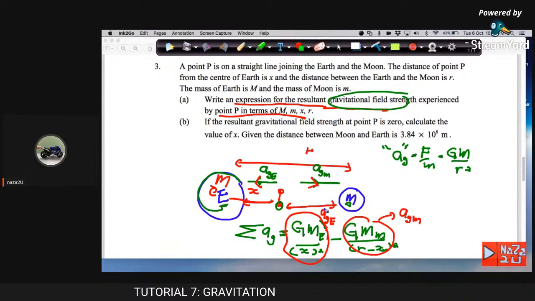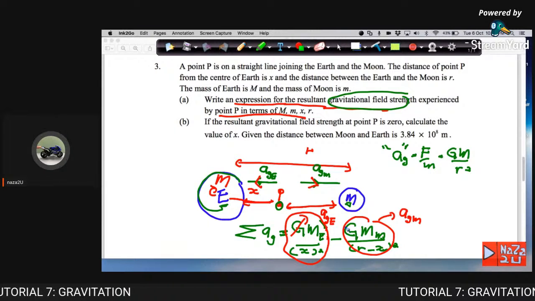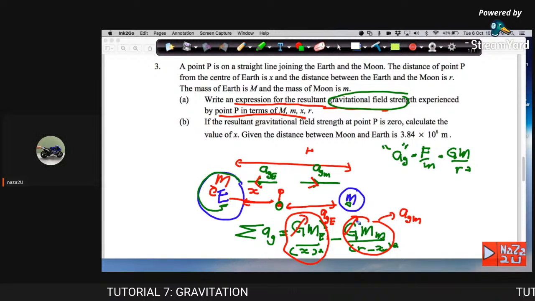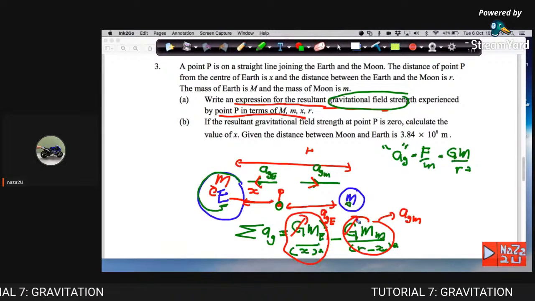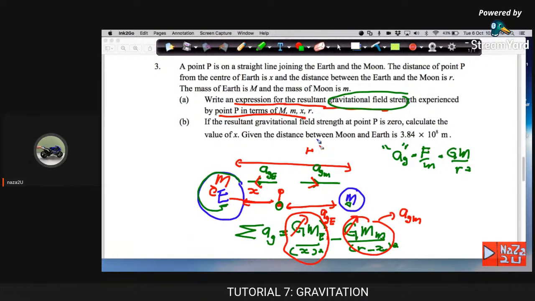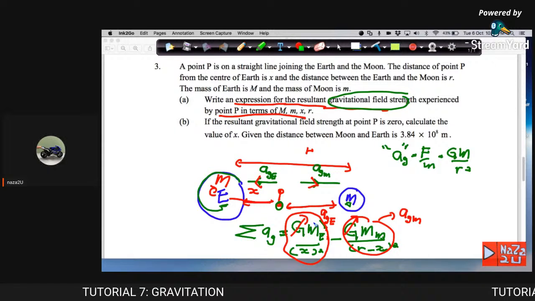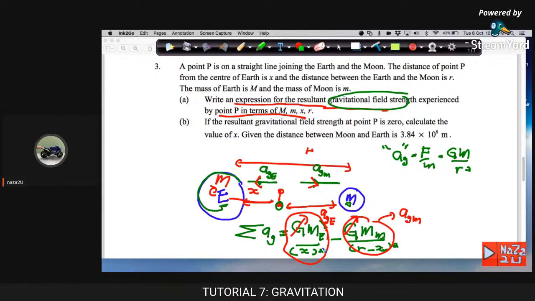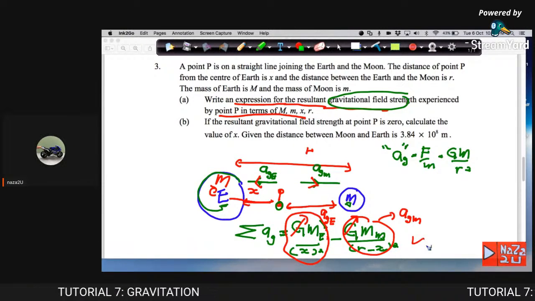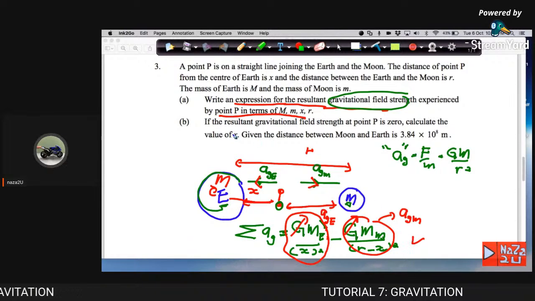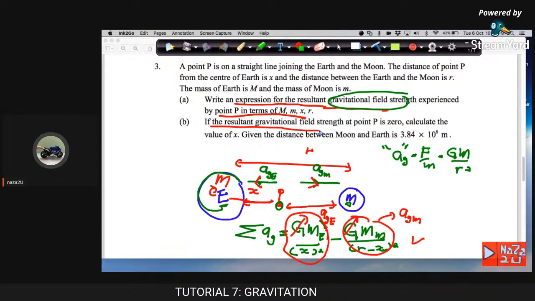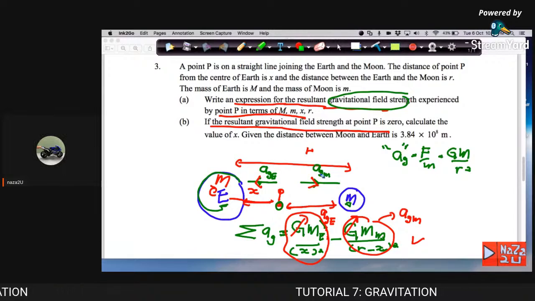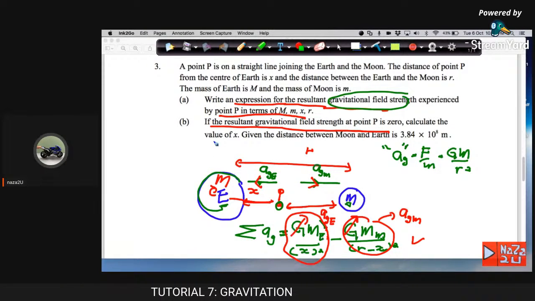So seterusnya kamu masukkanlah G here constant ya, iaitu 6 exponent. Dia tak nak suruh kira because dalam term m kecil, M besar, okay, and X. So itulah. So inilah jawapan dia. Right? Okay, so next question number B. If the resultant gravitational field strength at the point P here is 0, calculate the value of X.